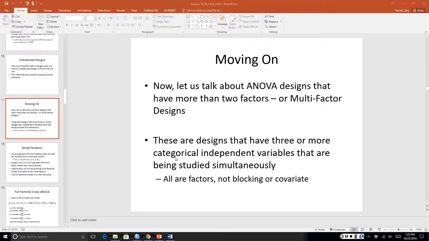Okay, so here's the second half now. Okay, so let's talk about multi-factor studies.